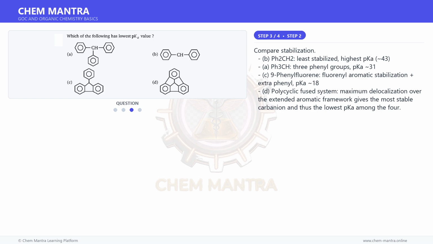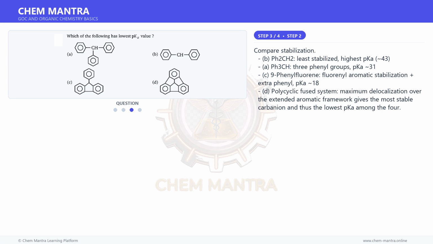Compare stabilization. B. Ph-CH2-Ph, least stabilized, highest pKa, about 43. A. Ph3CH, 3 phenyl groups, pKa about 31. C. 9-phenylfluorene, fluorenyl aromatic stabilization plus extra phenyl, pKa about 18.